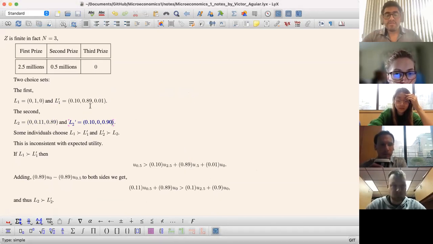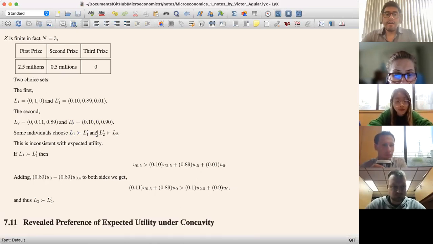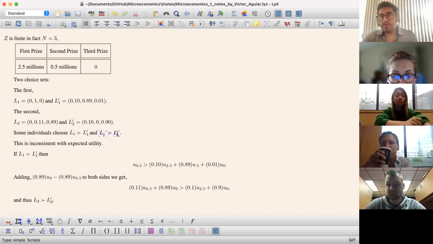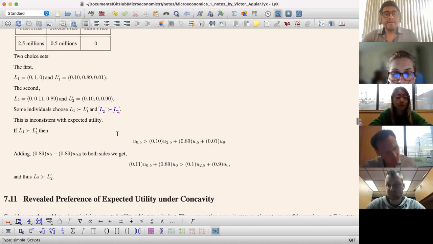Now, what is the surprising thing? A fraction of people, 60% in fact, chose L1 over L1 prime, and then chose L2 prime over L2. The surprise is that this is inconsistent with expected utility. So in fact, 60% of you cannot be expected utility maximizers. You're breaking the independence axiom. We're going to show why this is the case.